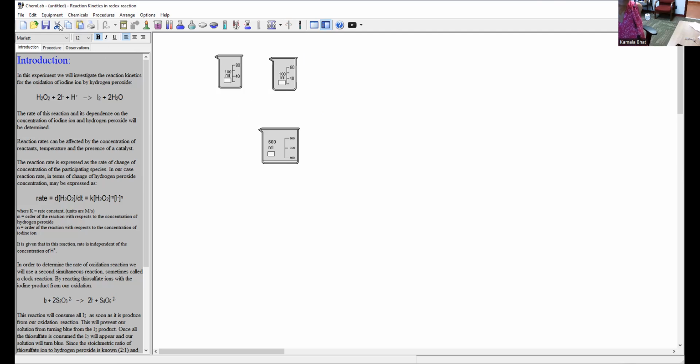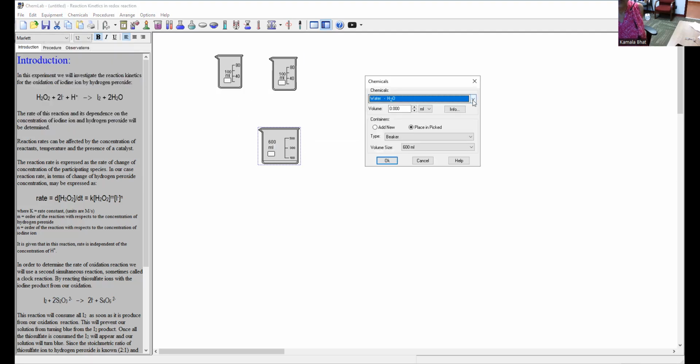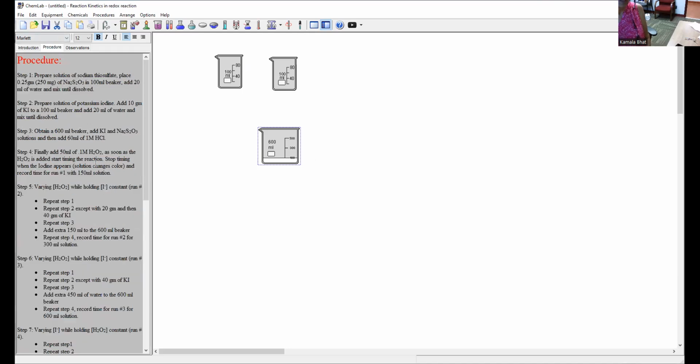Then I'm going to right click on the 600 ml beaker, get the drop down menu, select HCl, 1 molar HCl, add 60 mL and say okay. So now I'm ready for my experiment because I have done the steps, procedure 1, 2, 3. As you can see, I've done procedure 1, 2, and 3 because I've stopped it at 600 mL of 1 molar HCl.